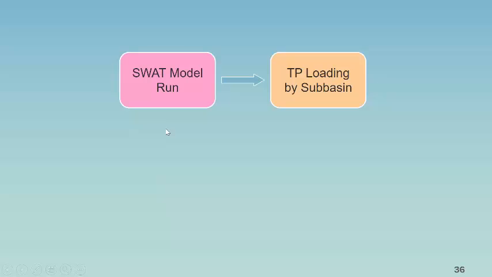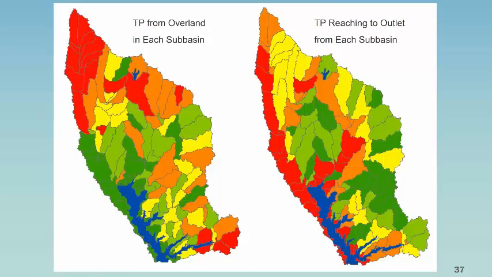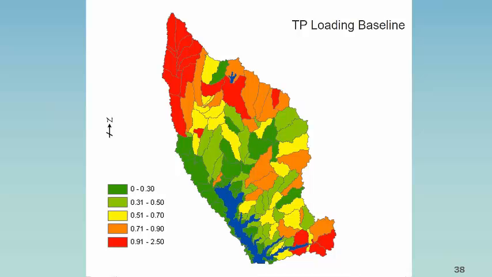So first we run the SWAT model, then we do the phosphorus loading by sub-basin, then we do the ranking, and then finally apply the BMP on the selected ranked watershed. Then we go back again. So this is the iterative process that went on in developing the model. What you see on the left-hand side is the same figure I showed you before. Here is where the load comes from the landscape, and this is how it reaches the lake. The channel process is what I'm showing you on the right-hand side. Okay, so this is the baseline.